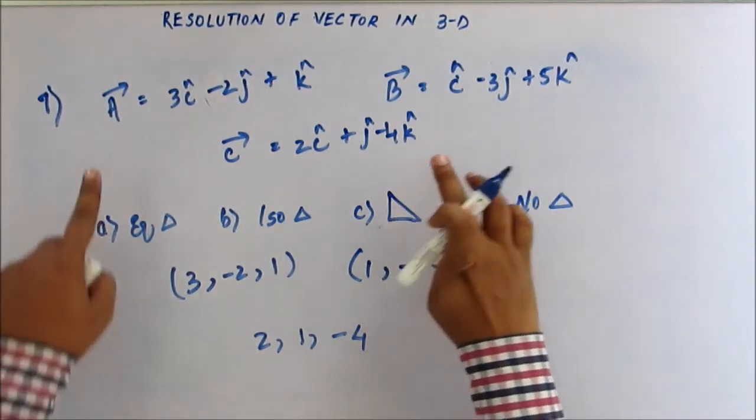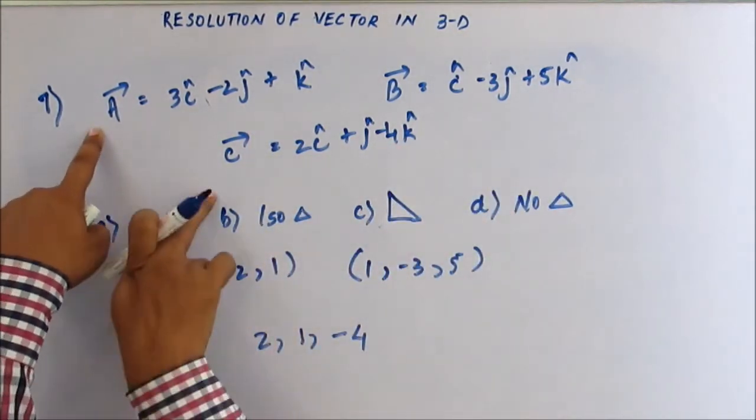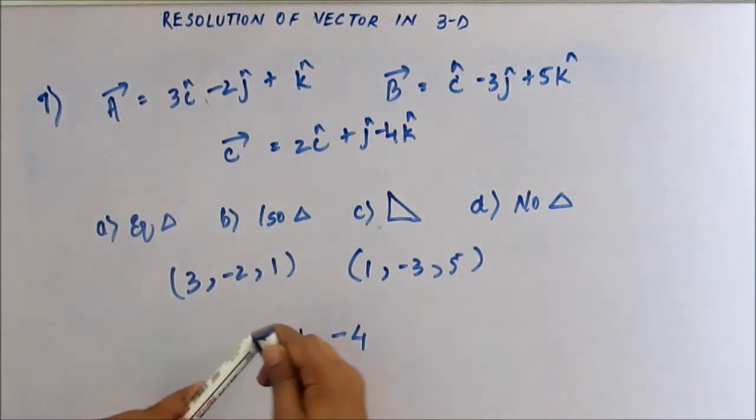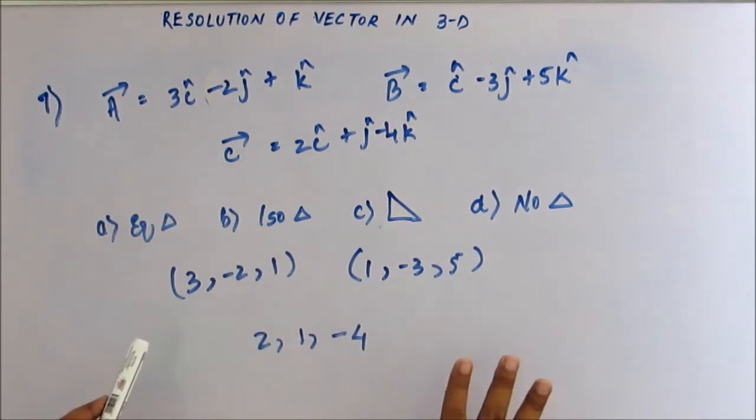Now if you did it for A and B, you got C. You do it for B and C, you will get A, and you do it for A and C, you will get B. If you do that, then that is the proof that they are actually head to head and tail to tail, forming a closed loop, forming a triangle. So you have to check for both actually.